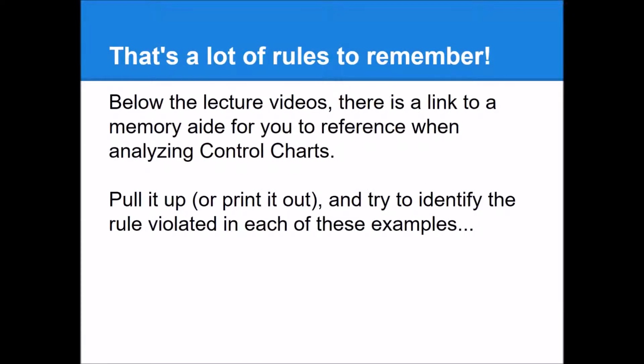Okay, that's a lot of rules to remember, I get it. Below the lecture video, there's a link to a memory aid that has all 8 of those rules on it. You can pull that up or print that out, and I want you to do that because we're going to go through a couple of examples now, and I want you to practice trying to figure out which one of those rules each dataset violates. Again, you're practicing here to find special cause variation in preparation for looking at your own datasets. Pause the video, and whenever you're ready, proceed to the next slide.